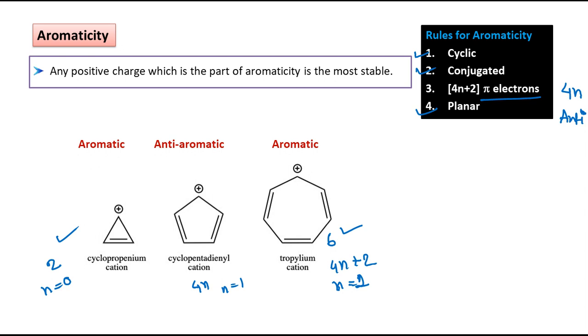It is also true in the second one that the positive charge can be stabilized by resonance. But see, it is not aromatic. So we will not consider whether conjugation is present or not, because when it is anti-aromatic, it is highly unstable. So just focus on the first and third. Here the positive charge is part of aromaticity. So that is why it is very stable. So that is all these four different factors we have discussed.